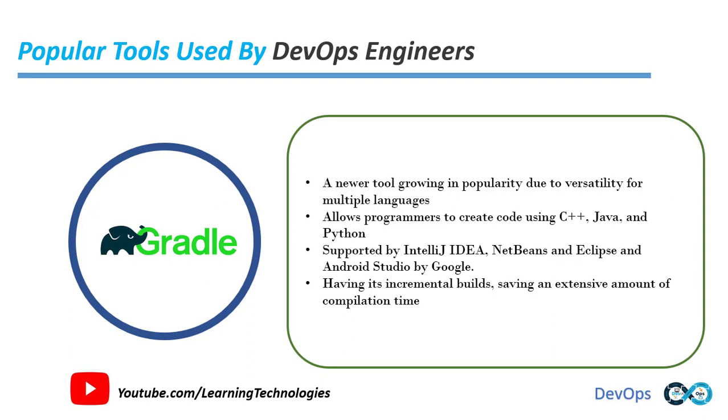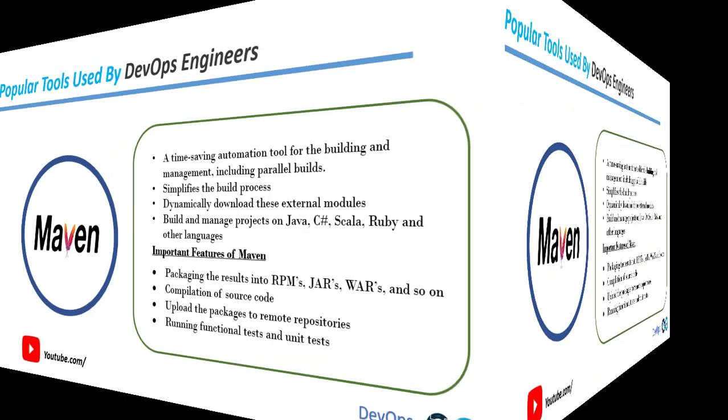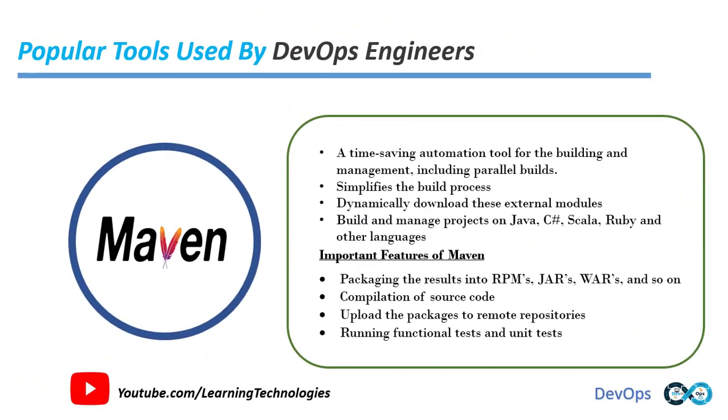Now, in my Gradle explanation, I talked more about Maven, correct? Now I will explain what Maven is and what the purpose of Maven is. Apache Maven is a time-saving automation tool for building and management, including parallel builds. Maven is a tool for Java-based development. It provides a uniform system and a set of plugins for code builds with the project dependencies and build guidelines that support DevOps technical practices such as build automation.